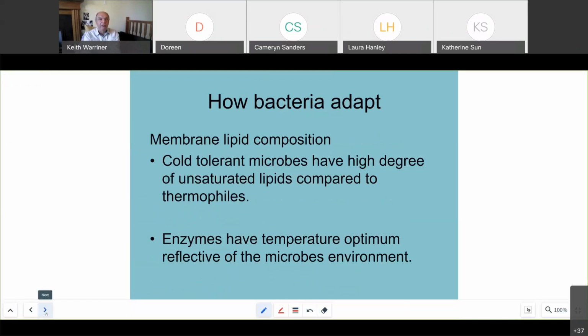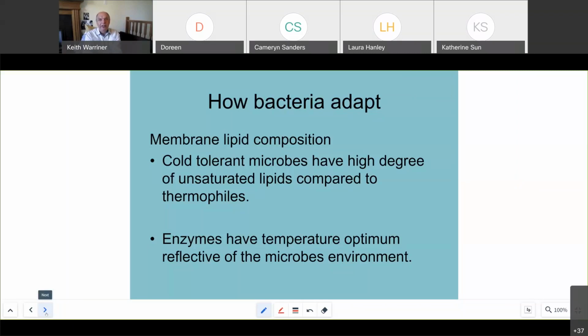So if you're a thermophile, you have very saturated fatty acids in the membrane. But if you're a psychrophile, you like cold, you would need very unsaturated fatty acids, wouldn't you? For the simple reason it needs to be semi-fluid, it can't be rock solid. And the enzymes, as we know, have a certain working temperature.